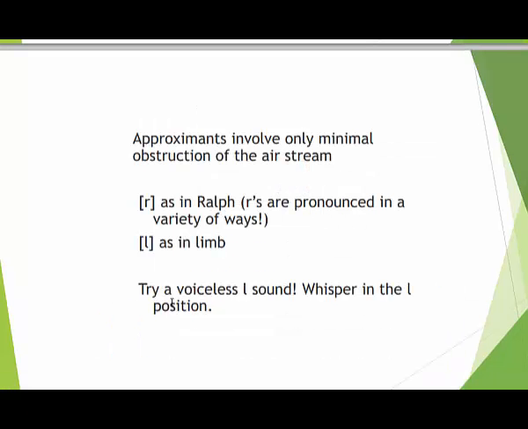So the bottom part of the IPA chart that we're using involves consonants that are less distinct than, say, stops. These include something called an approximant. They involve only a minimal amount of restriction of the airstream. So r and l are two good examples, and especially with r, there's a number of different ways that we pronounce r, even though we have a single symbol that represents all those sounds.